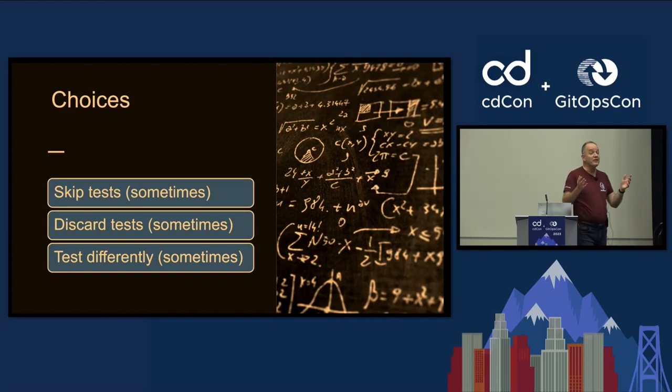So in terms of the choices that I'd suggest, choose sometimes to skip tests. Intentionally, choose to say, we're not going to run this test. Choose sometimes to throw tests away, and choose willingly on occasion to test very differently. And that's really the talk.